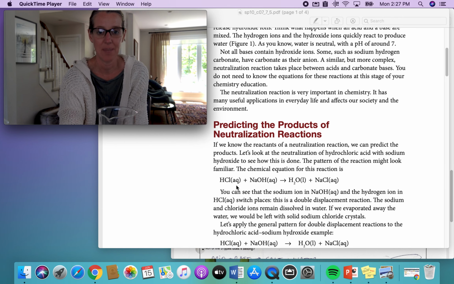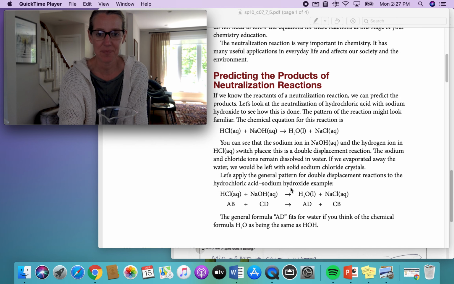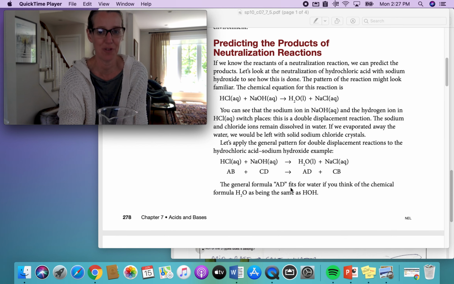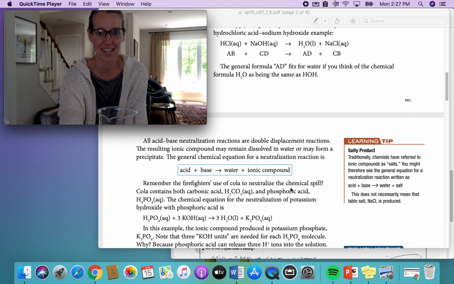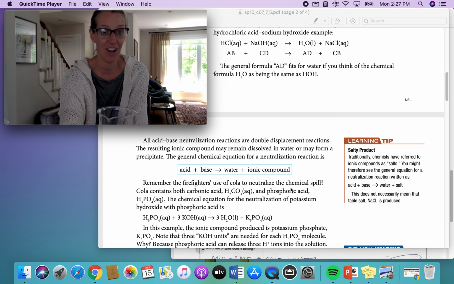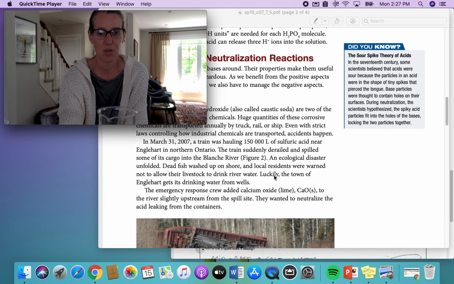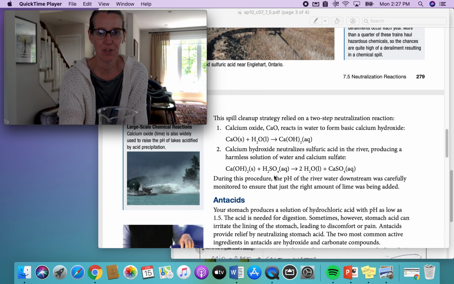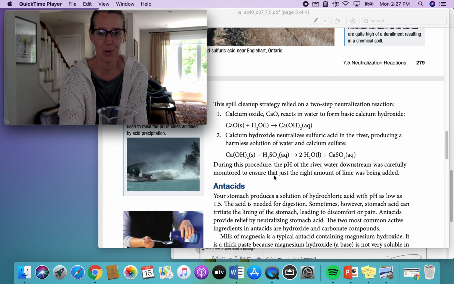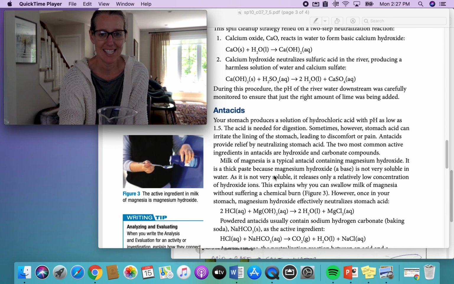So you predict hydrochloric acid, sodium hydroxide makes sodium chloride, that's your salt, and water. Okay, can you see that? So that is your general formula for acid plus a base, and that is what is called an ionic compound for your salt, and that overall is a neutralization reaction. There's a few different neutralization reactions, and the textbook goes over like a chemical spill, what would we do, and antacids is the next one.